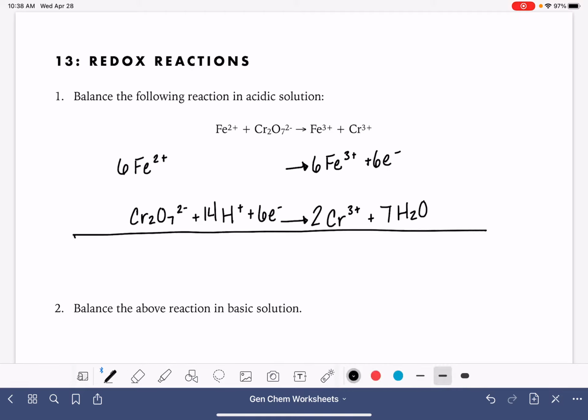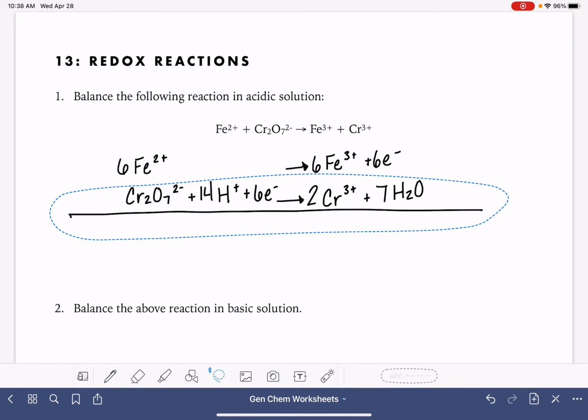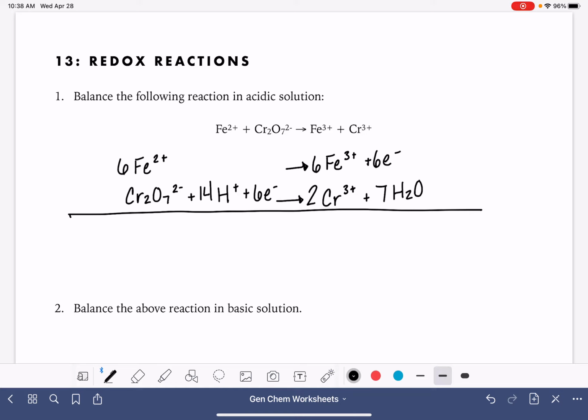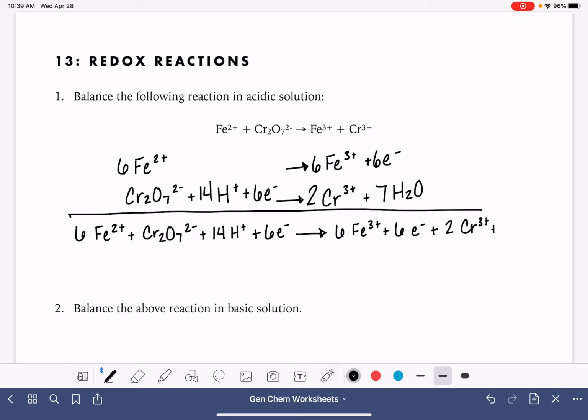So we're just going to add them up the way you would add up a math equation. We're going to take all of the reactants, everything that is on the left-hand side of both of the equations: 6 Fe2+ and Cr2O7 2- and 14 H+ and 6 electrons. That's all of our reactants. And then we're going to do all of our products: 6 Fe3+, 6 electrons, 2 Cr3+, and 7 H2O.